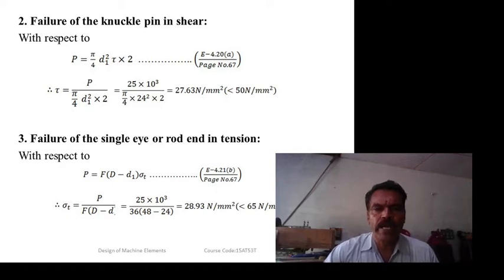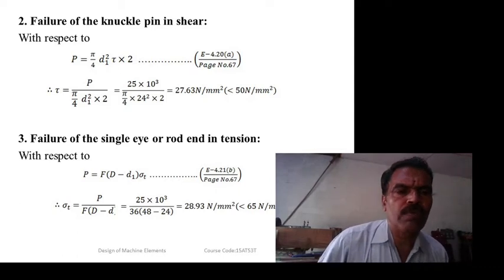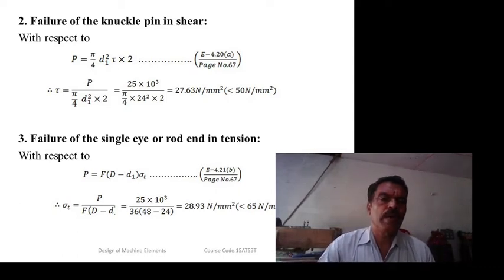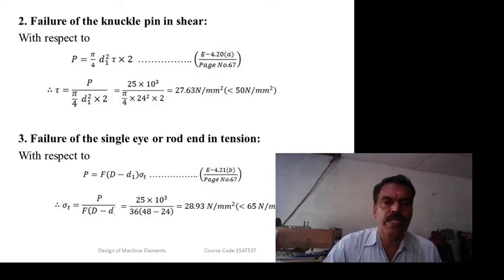Actually the forked end is having two eyes. One is at the upper side and another one is at the lower side. Therefore double shear will take place. Therefore it should be multiplied by 2. Therefore by using this relation, you should calculate the tau value. Tau is to be separated outside, and by substituting all these values, you will get the value of shear stress of the knuckle pin.